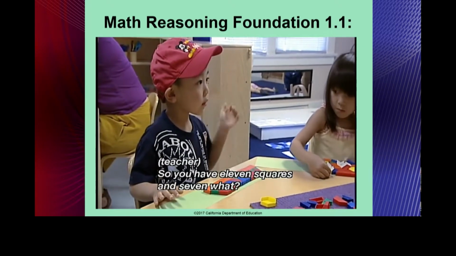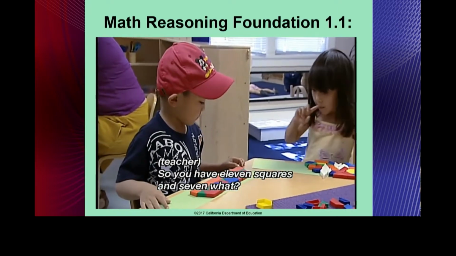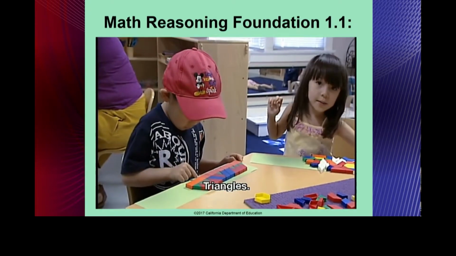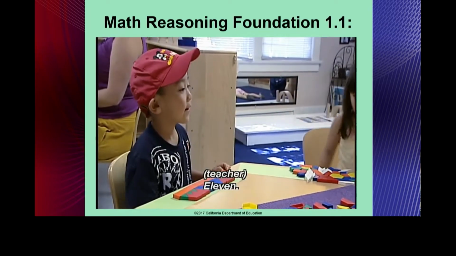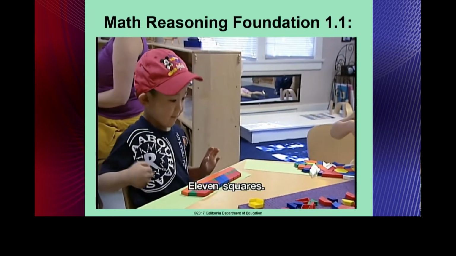So you have 11 squares and 7 what? Triangles. Triangles. So which one is more? 11. 11. And it's 11 squares.